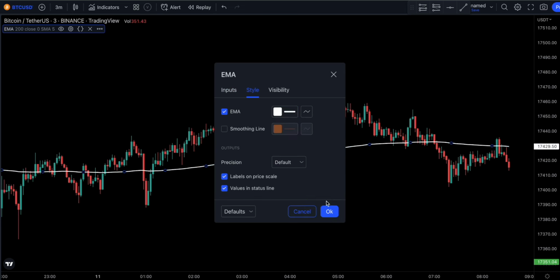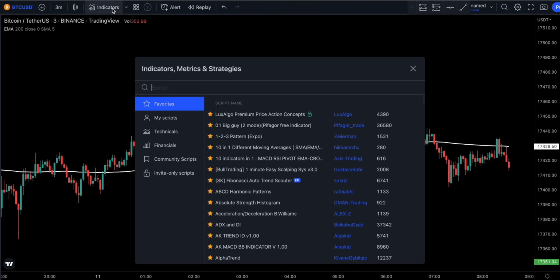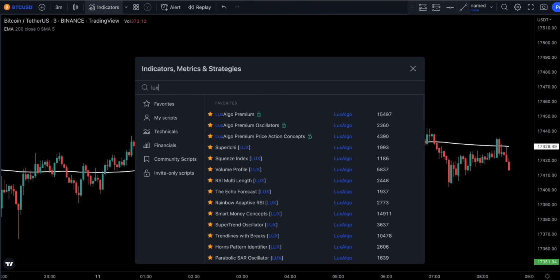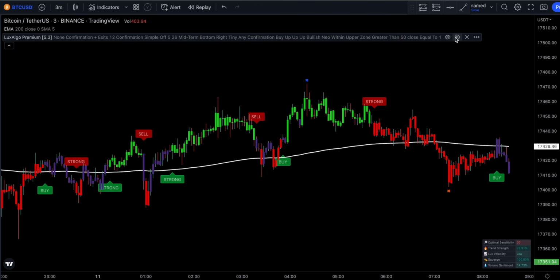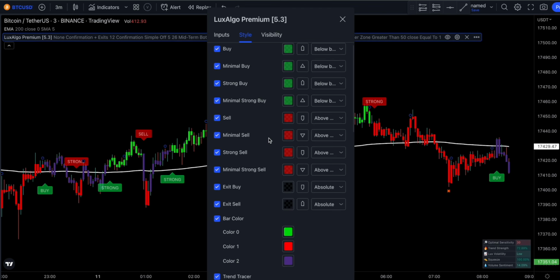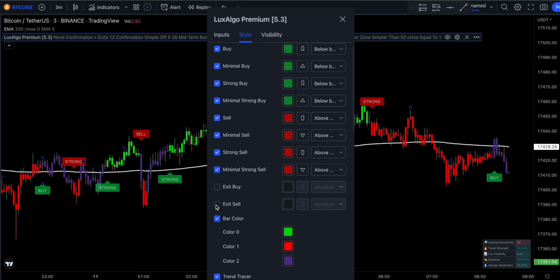For the next indicator, search for Lux Algo Premium. Add this indicator right here. This is a premium indicator for which you will need to purchase a subscription on the official Lux Algo website. Once you've installed this tool onto the chart, change its settings as we're doing right now.